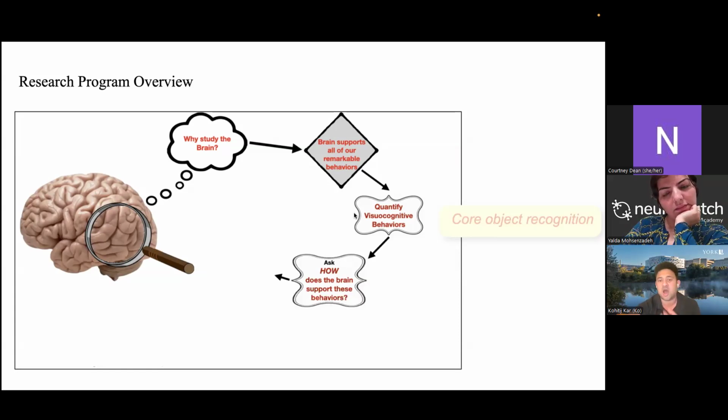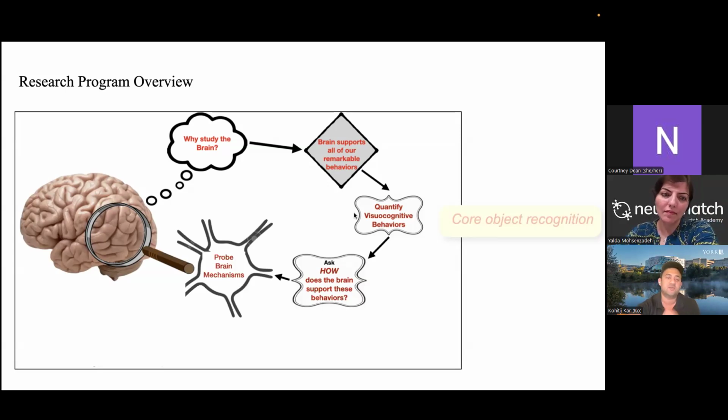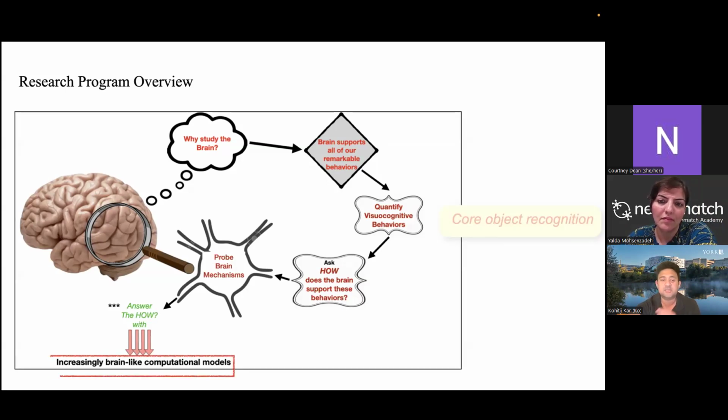And to ask how the brain supports this behavior, we have to do two things. First, we have to probe brain mechanisms. So usually we will use some technique to directly interact with the brain and see what's going on inside the brain. But also the how question is answered by increasingly building brain-like computational models. So these two together solve the problem. Just probing the brain is not going to solve the problem. You have to also give an answer to how the brain works, and oftentimes these answers are in the form of a computational model.